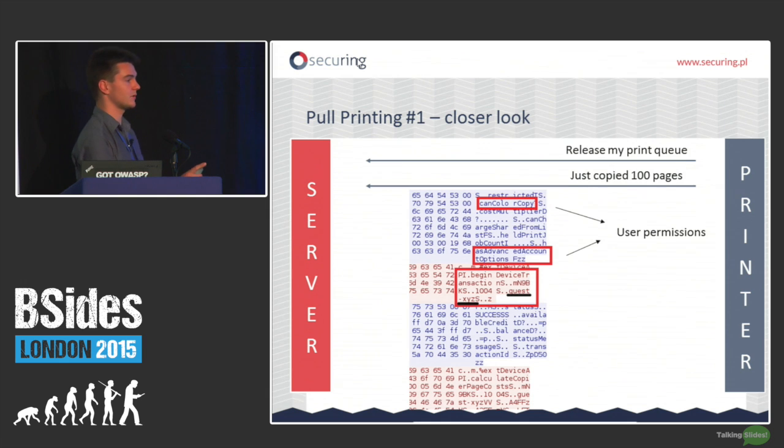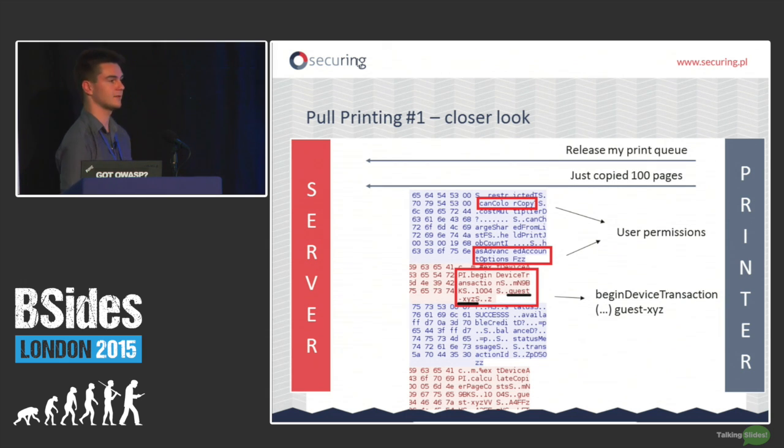So what about the attack that you mentioned? Here you've got begin device transaction of the guest XYZ, and actually the user was already authenticated in the previous request, in the previous communication. So what is the point of sending the username here? Well, the point is that we can change it now on the cable. We did it, and it worked.